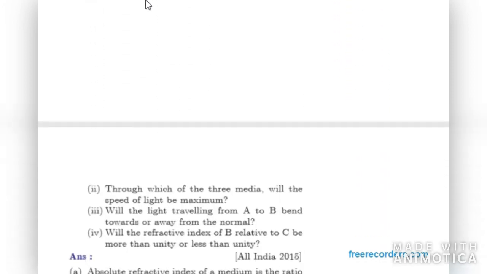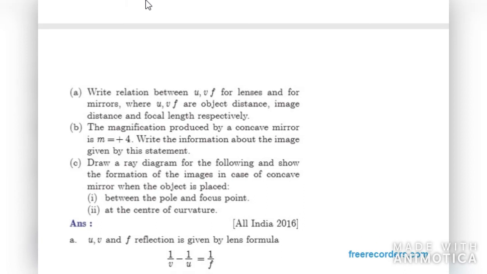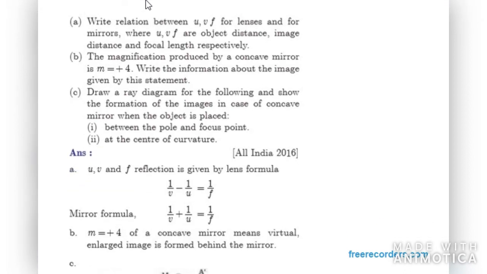Now moving on to next question, it says write relation between u, v and f for a lens. So in this case you need to write the lens formula. In the second part of it, you have to write for mirrors. So 1/v plus 1/u equals 1/f. So this is mirror formula and the other is lens formula.